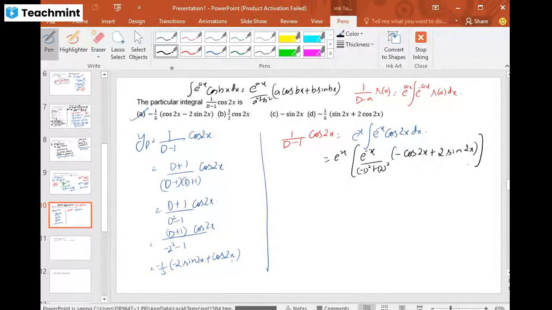So this e^x and e^(−x) will get cancelled out. So we have 1 upon 4 plus 1, which is 5, times (2 sin 2x minus cos 2x). So you can see, if I take this negative sign inside, then this is negative, this is positive. Right? So again, you will get the same answer. So it depends upon you; whichever property you are comfortable with, you can use that property.